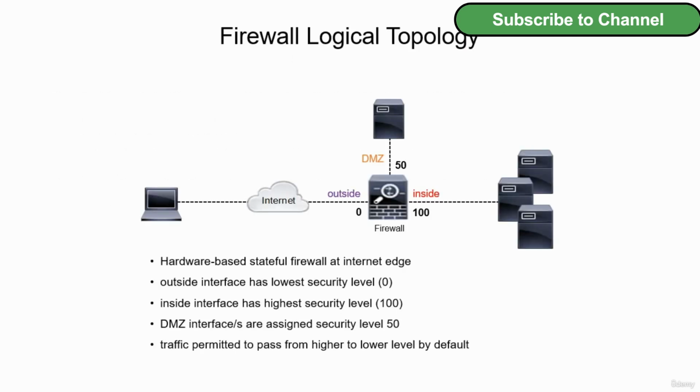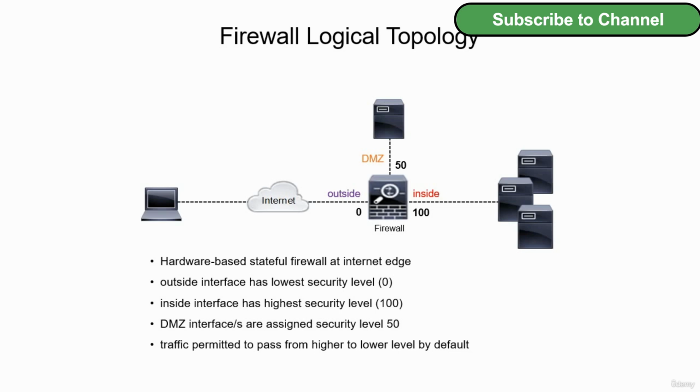So the firewall logical topology looks like this. A firewall is typically a DMZ device, so it has multiple interfaces with different security levels. You've got an inside interface, and an outside interface to the internet. You also have what's called a DMZ, which is a little of both as far as security level goes.